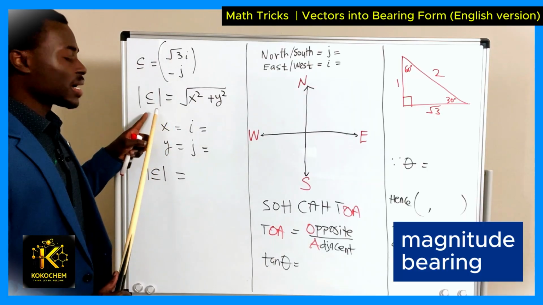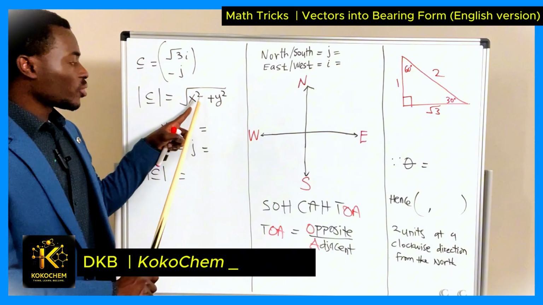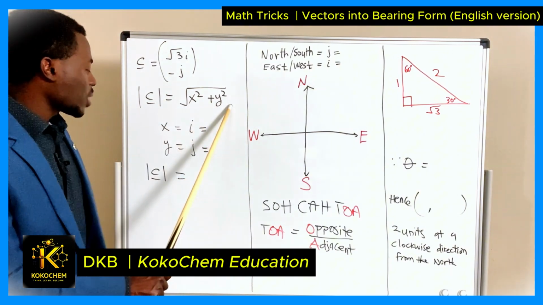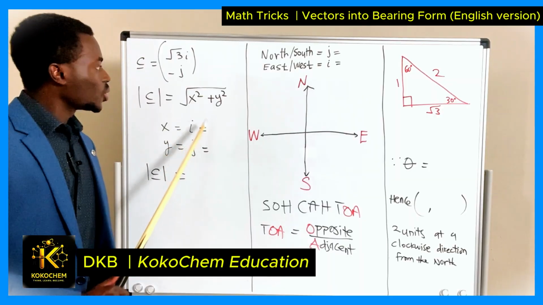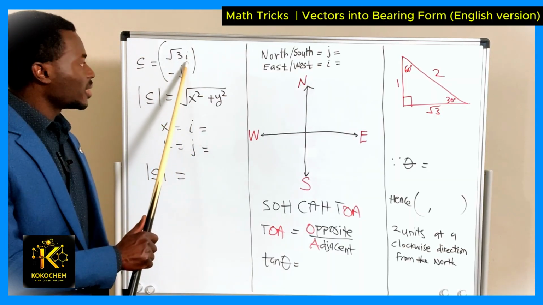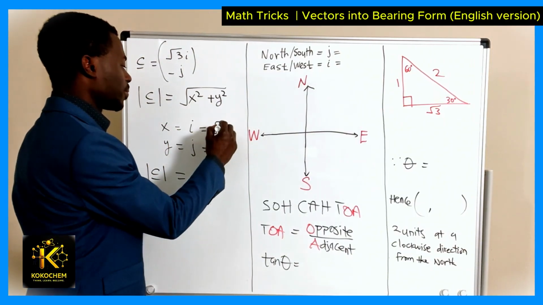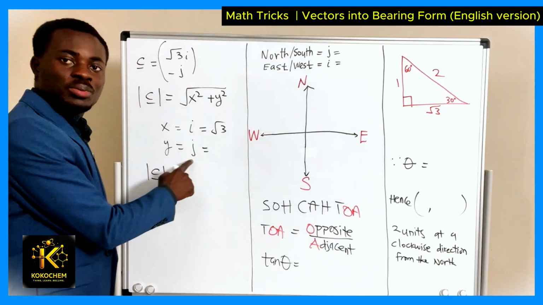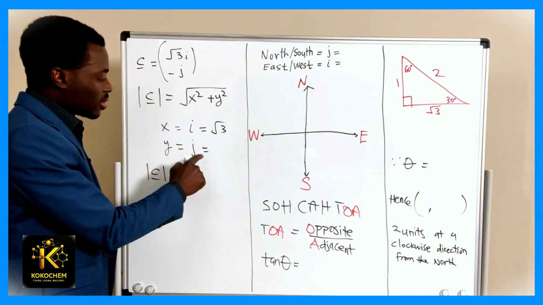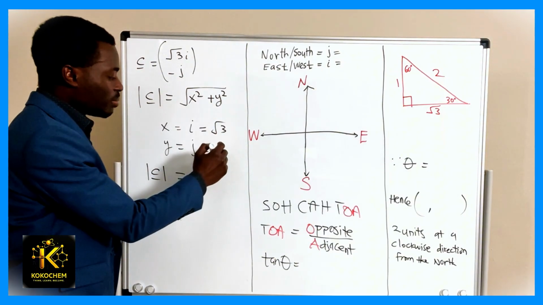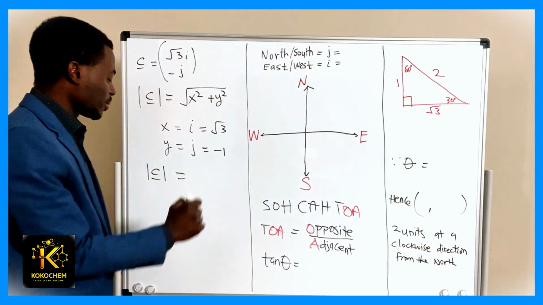Okay? To find the magnitude, the formula is the square root of x squared plus y squared. And x is represented by i, so the coefficient of i is root 3. So therefore, x is root 3. y is represented by j, therefore the coefficient of j will be y. y would then be negative 1 because the coefficient of j is negative 1.